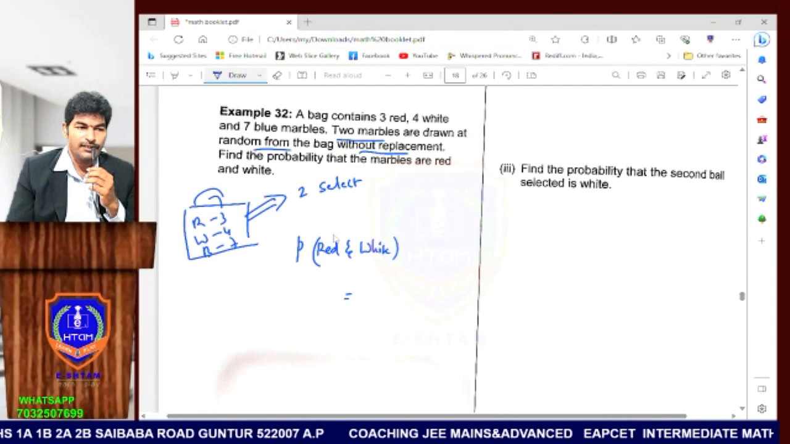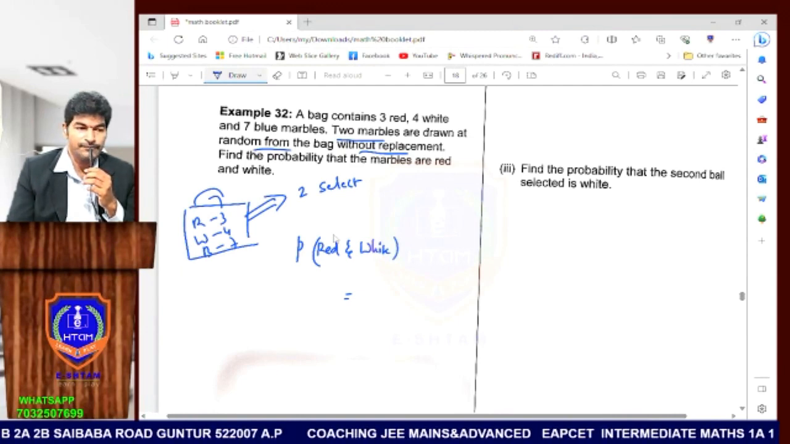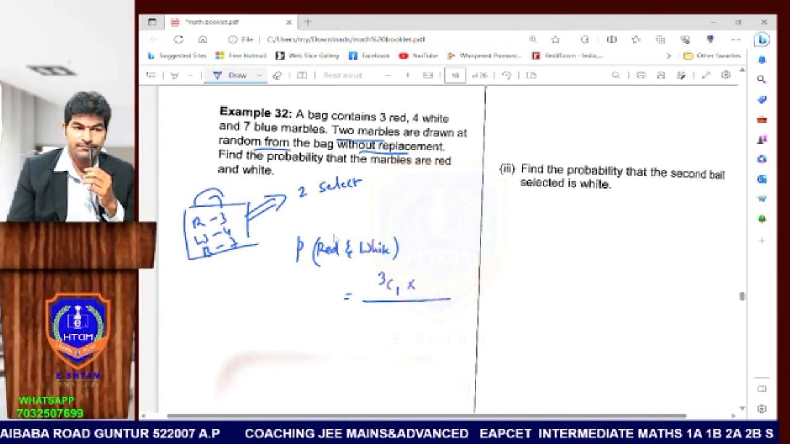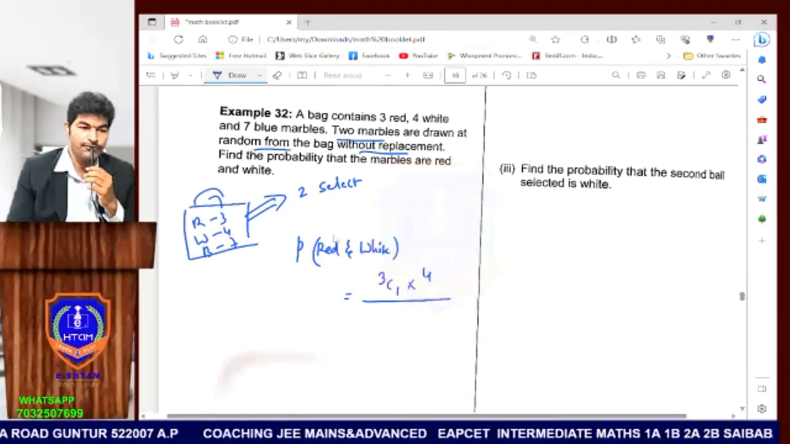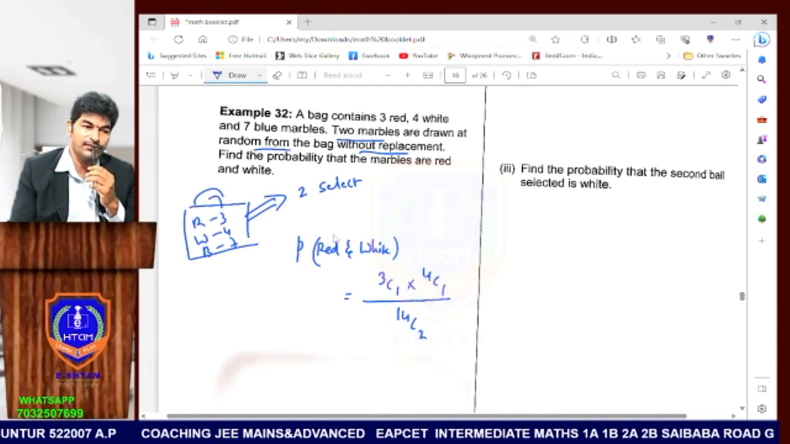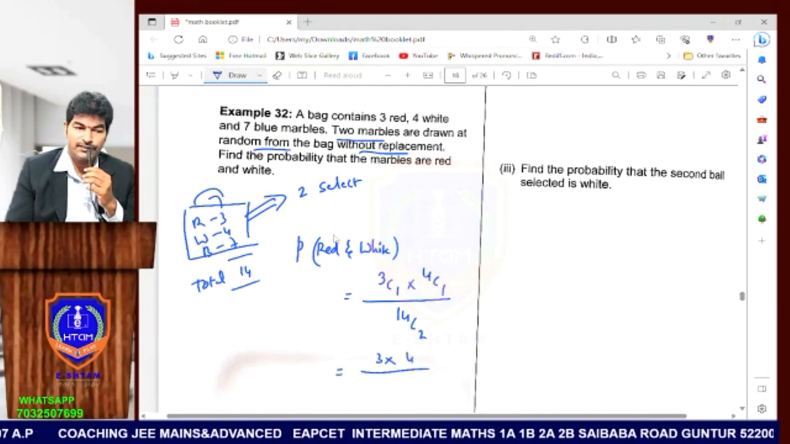Okay, the marbles are red and white. Select 1 red and 1 white. How many red are there? 3. Select 1 red, okay? And how many white? 4. So 4C1. So total how many are there? 14 marbles. Select 14C2. Total of how many marbles? 14 marbles. 14C2. Understood? 3C1 is 3, 4C1 is 4. 14C2 is how much?